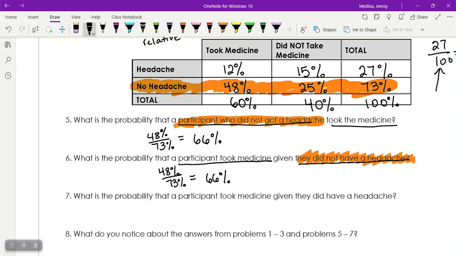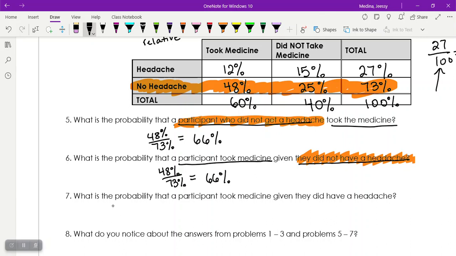Yes, but asked in different forms. And you have to be able to read the question and understand what they're asking you. All right, did I emphasize these problems that are the same question but are written differently?